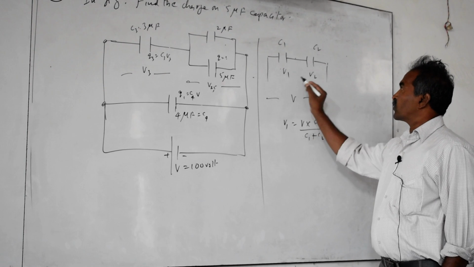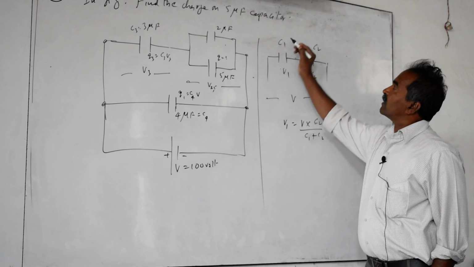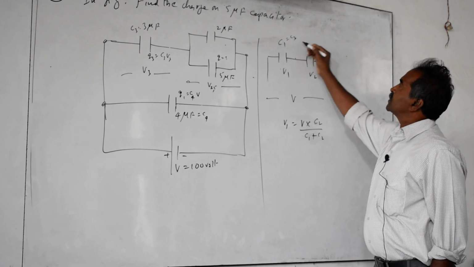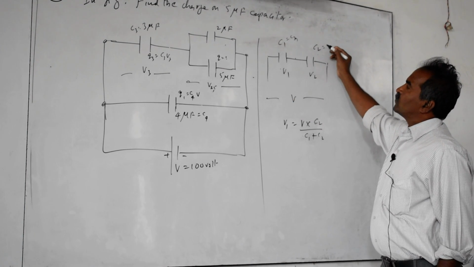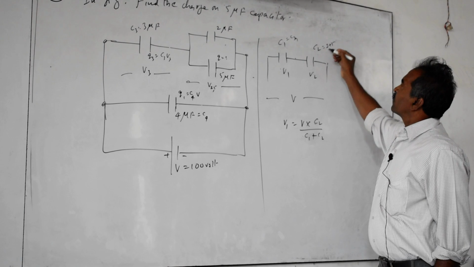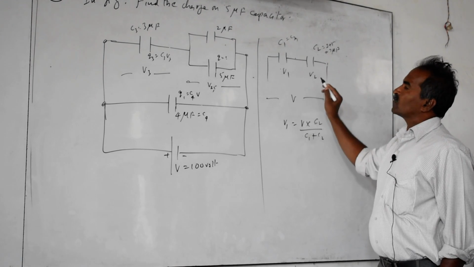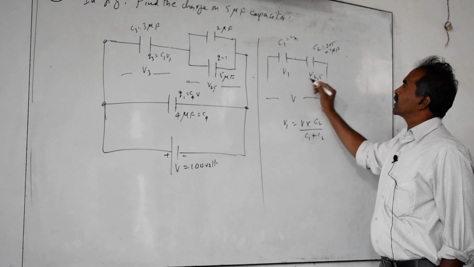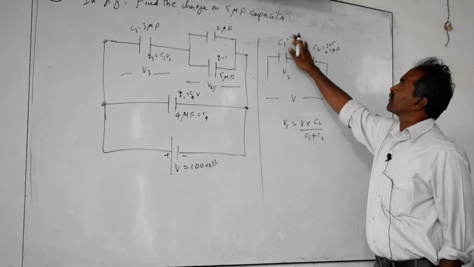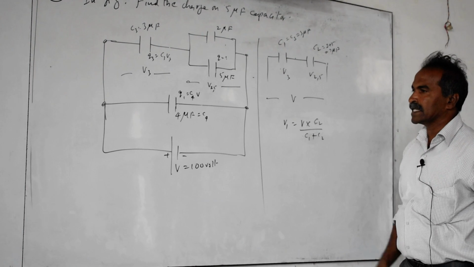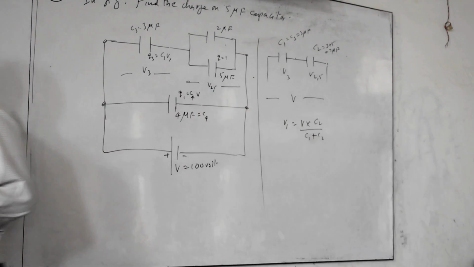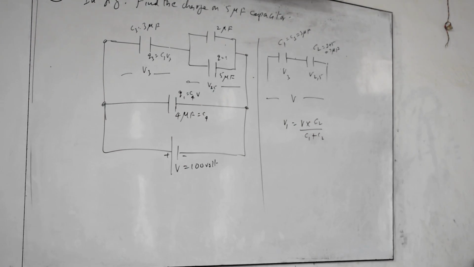And for the potentials, now what is C1? C1 I am taking as C3. This C2 is nothing but this combination, that is C25, that is 2 plus 5, 7 microfarads. I want to find this voltage. This is V25, and this I am taking as V3. So we can get the voltage easily. Once you know the voltage and capacitance, you can find the charge.